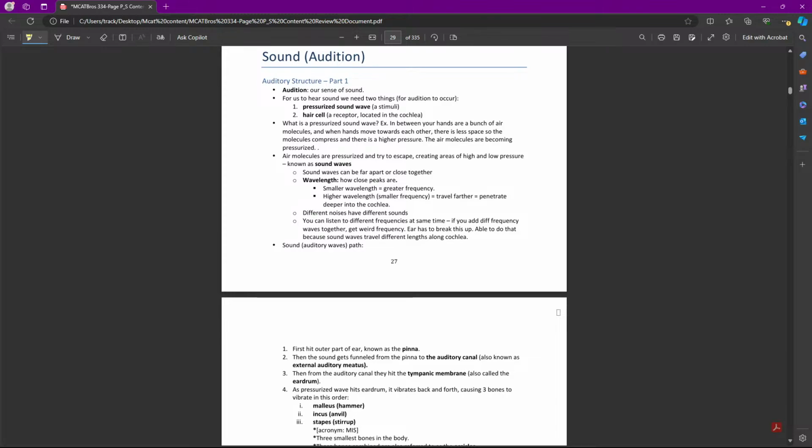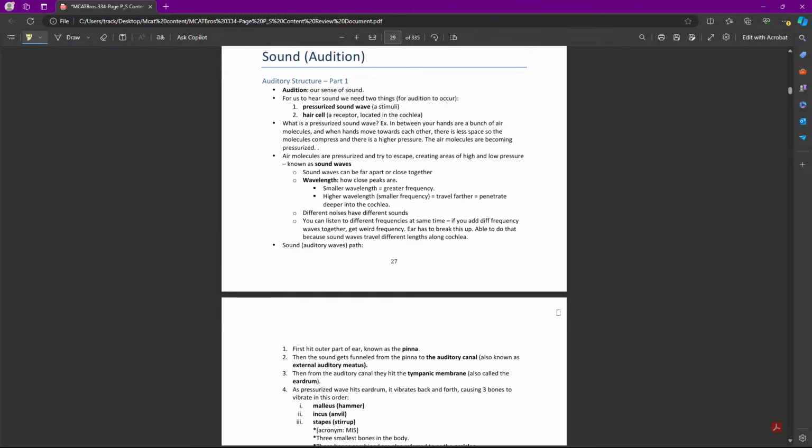Different noises have different frequencies and wavelengths. You can listen to different frequencies at the same time. If you add different frequency wavelengths together, you get a weird frequency. The ear has to break this up, and it's able to do that because sound waves travel different lengths along the cochlea.